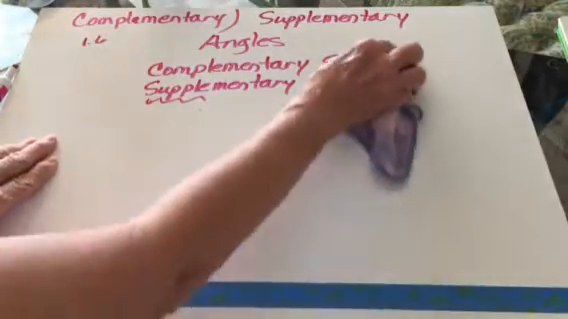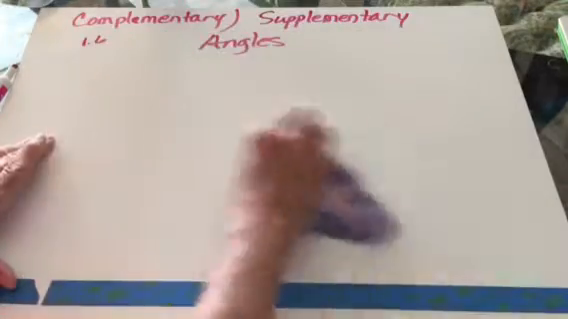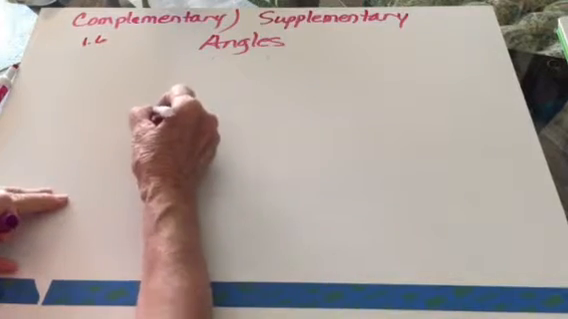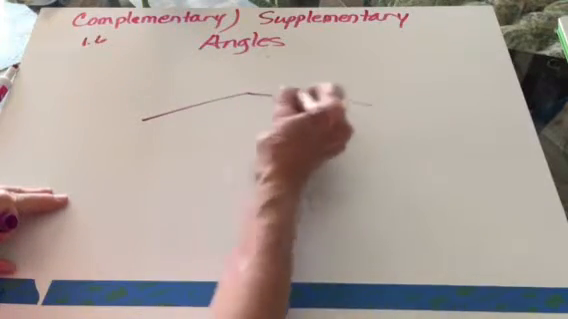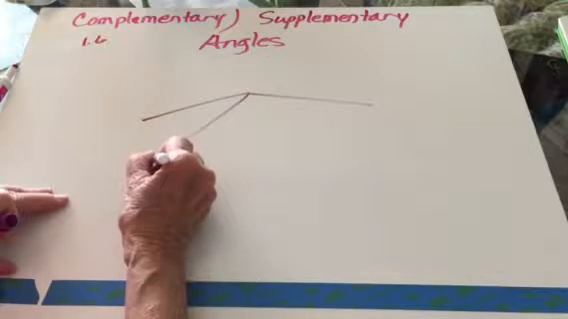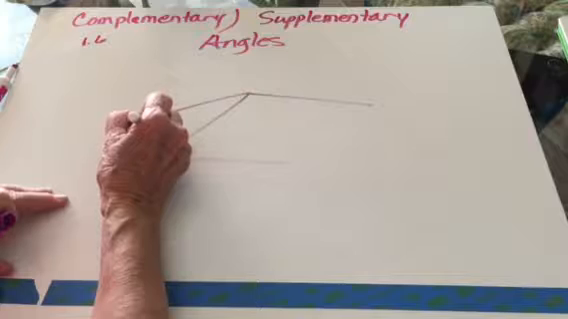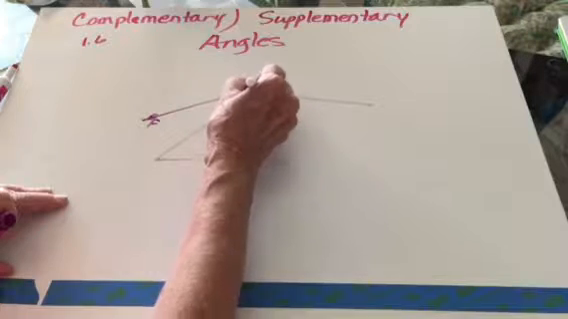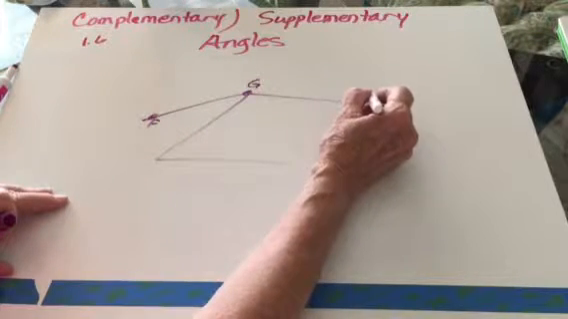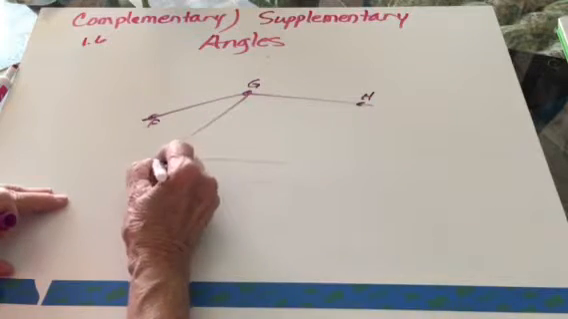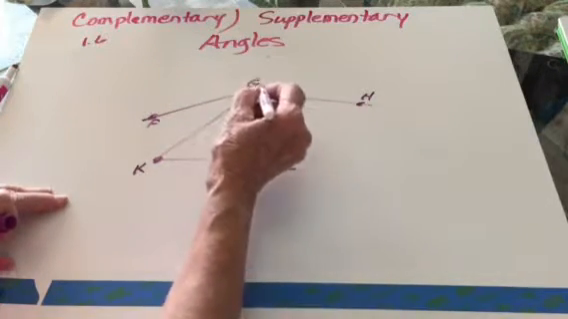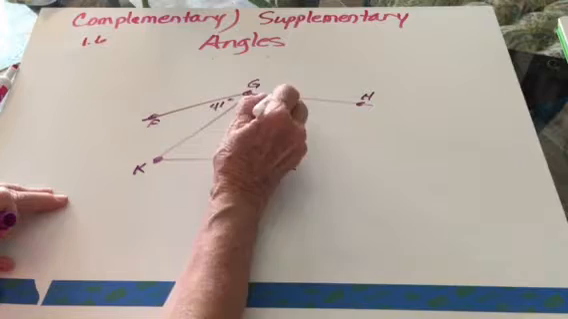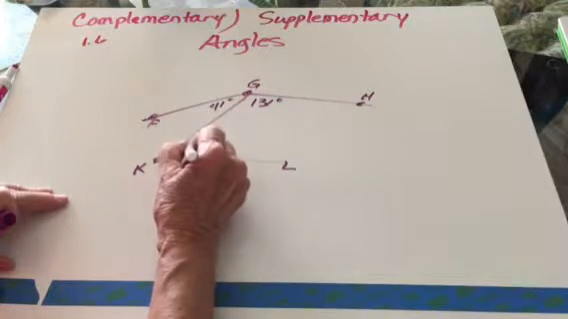All right, so let's do something here. Let me see if I can draw this. We'll have a funny looking angle that kind of goes like this. It goes like this, and then it goes like this, and then this comes down here like this, and it goes across like this. All right, so let's call this F, G, H, K, and L. Let's call this 41 degrees, 131 degrees, and this is 49 degrees.